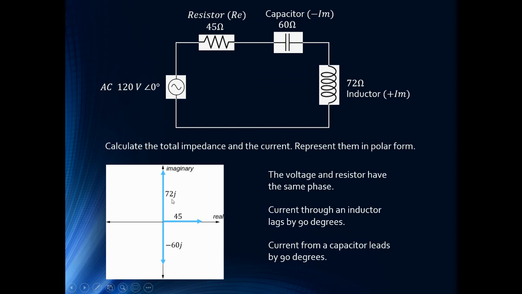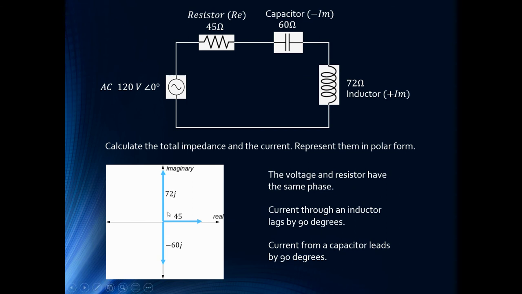I've got 72J, that is the impedance from the inductor. 45 is the impedance from the resistor, and negative 60J is the impedance from the capacitor. And I've got a note here that the voltage and resistor have the same phase, but the current through an inductor lags by 90 degrees. So there's a phase shift going on. And the current from the capacitor actually leads by 90 degrees.